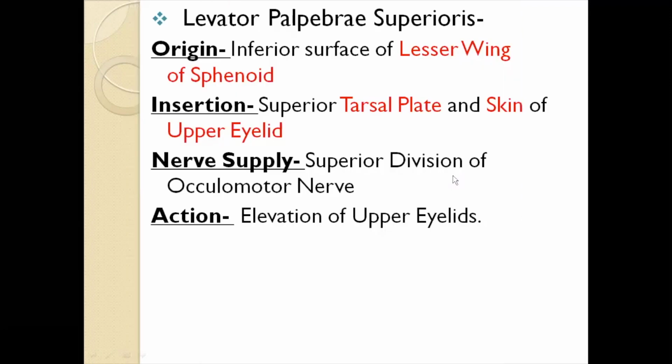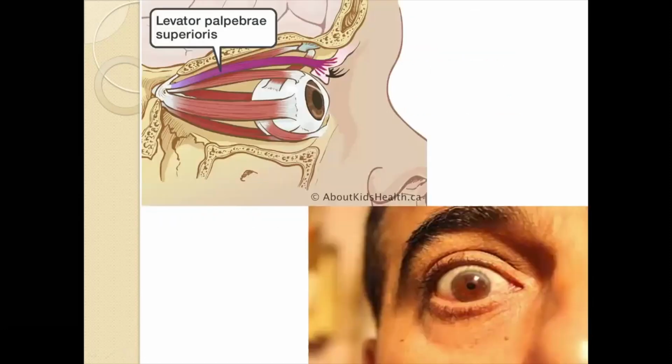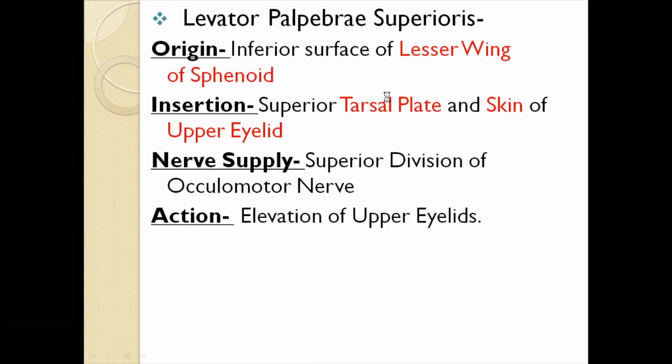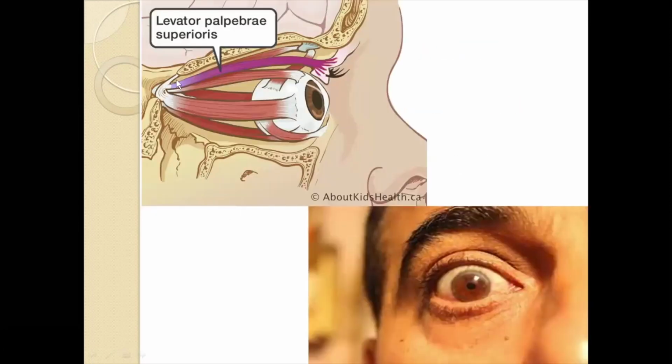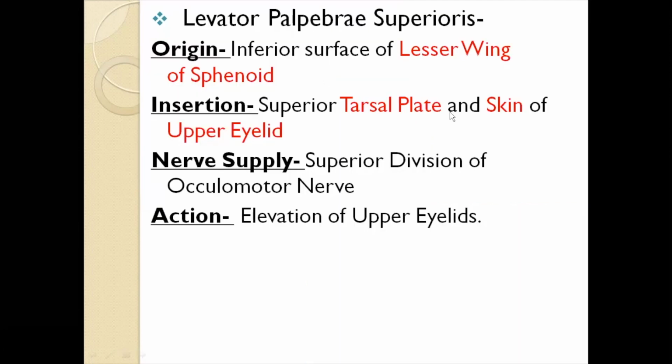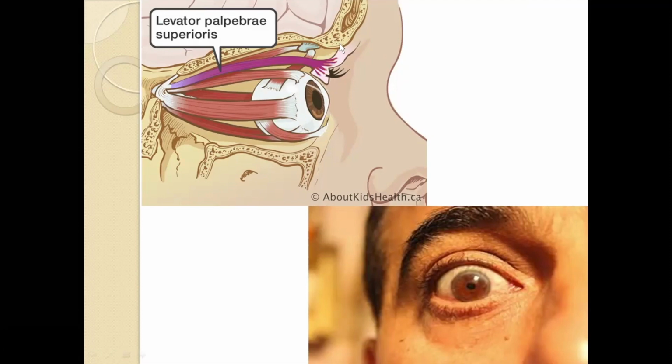Now coming to the levator palpebrae superioris. It originates from the inferior surface of the lesser wing of sphenoid, and it inserts into the superior tarsal plate and skin of the upper eyelid. You can appreciate this is the lesser wing of sphenoid, and it originates from its inferior surface, and it inserts into the skin of the upper eyelid and the tarsal plate.